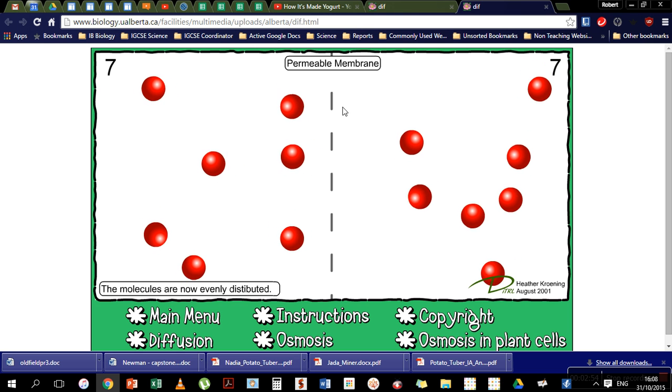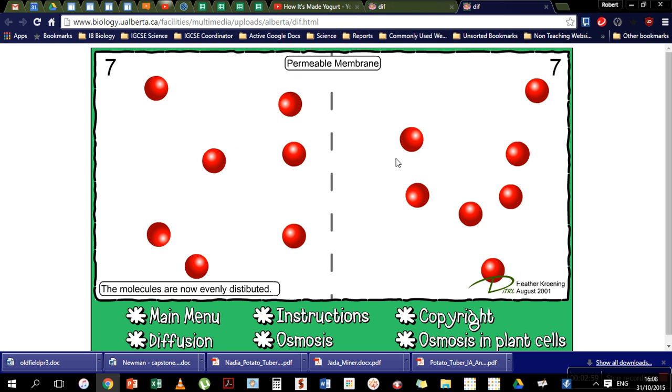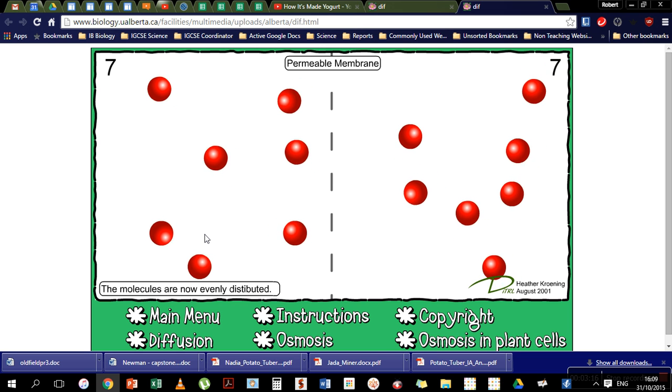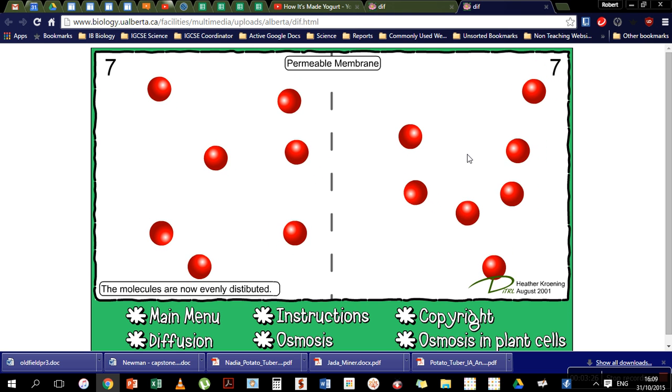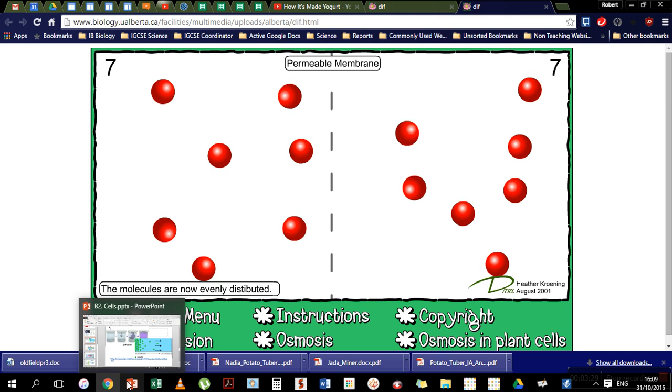Now you can see, as they're still moving randomly, you might get one of these moving across this way, but that will be balanced by the random movement which will cause one to move back this way. So there's going to be no net movement. Again, that definition is the net movement of molecules within a gas or a liquid from a region of high concentration to a region of low concentration, down a concentration gradient. That is as a result of their random movement, or their Brownian motion, until the equilibrium is reached. So that is diffusion in a nutshell.